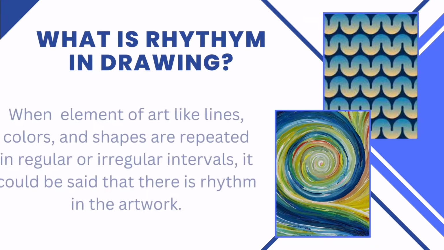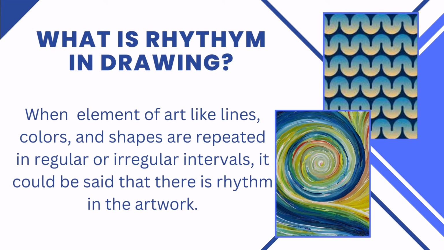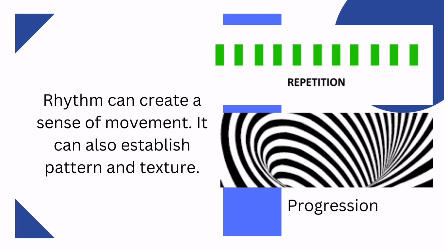What is rhythm in drawing? When elements of art like lines, colors, and shapes are repeated in regular or random intervals, it could be said that there is rhythm in the artwork. Rhythm can create a sense of movement. It can also establish pattern, and rhythm can be shown by means of repetition, contrast, and progression.